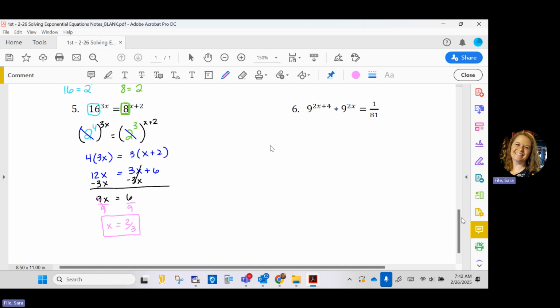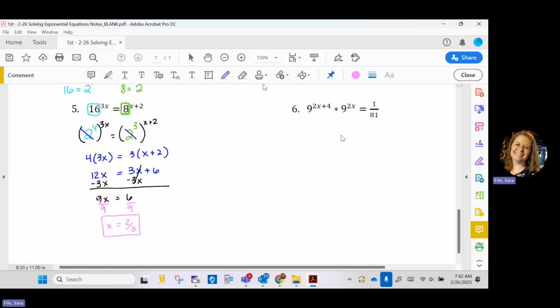All right. 6 is a little bit more complex. So in number 6, we don't have a base to a power equal to a base to a power. That's not the setup. Not only do the bases not match, I've got multiple bases over here on the left. It's not just in one term raised to a power. I've got two separate terms being raised to a power.